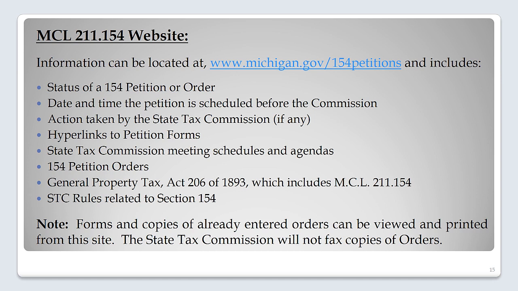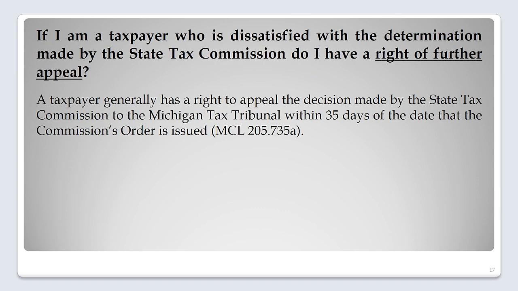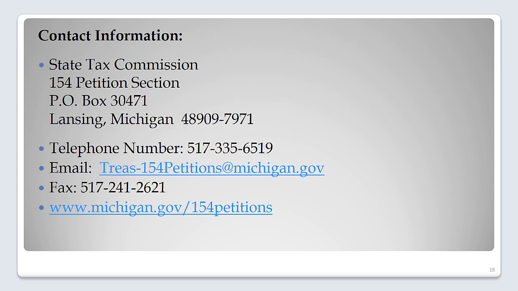Note, forms and copies of already entered orders can be viewed and printed from this site. The State Tax Commission will not fax copies of orders. A taxpayer generally has a right to appeal the decision made by the State Tax Commission to the Michigan Tax Tribunal within 35 days of the date that the Commission's order is issued. For additional information, please visit the State Tax Commission's website or contact the Office of the State Tax Commission directly.